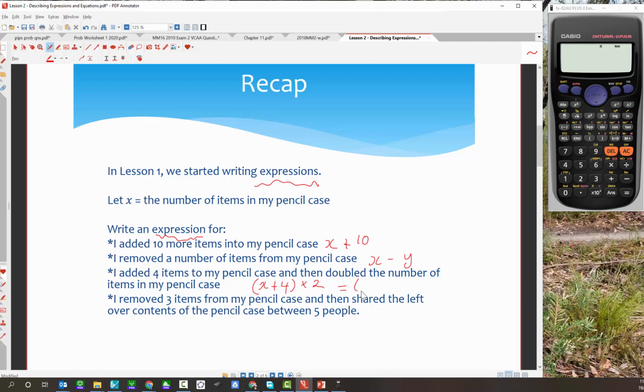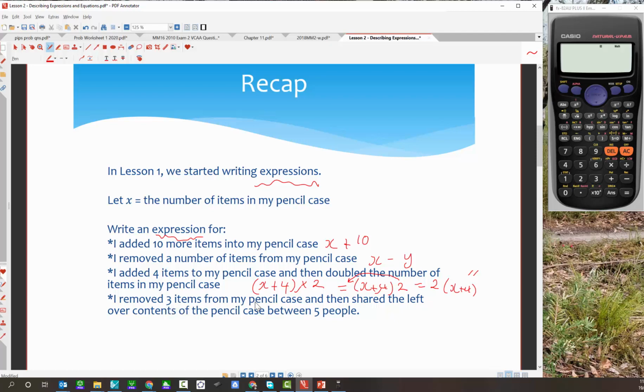Now what I'm going to say is this is actually (x plus 4) times 2, because remember we don't use that multiply sign in algebra, it's an implied multiply sign. And furthermore, that number there, as we saw in the first lesson, usually floats to the front. We express that as 2(x plus 4). Now each of these are correct, but this would be syntactically the most common way we'd see that expression written, 2 brackets x plus 4.